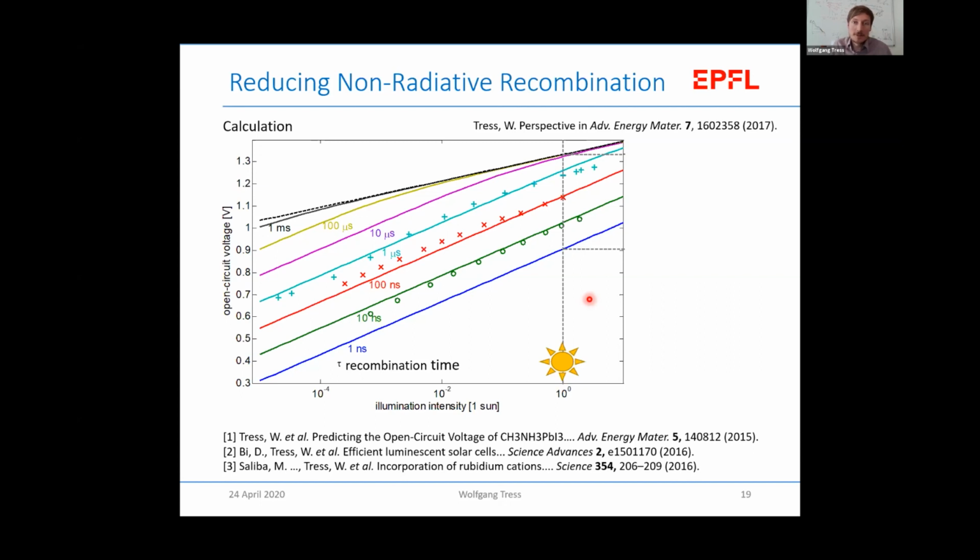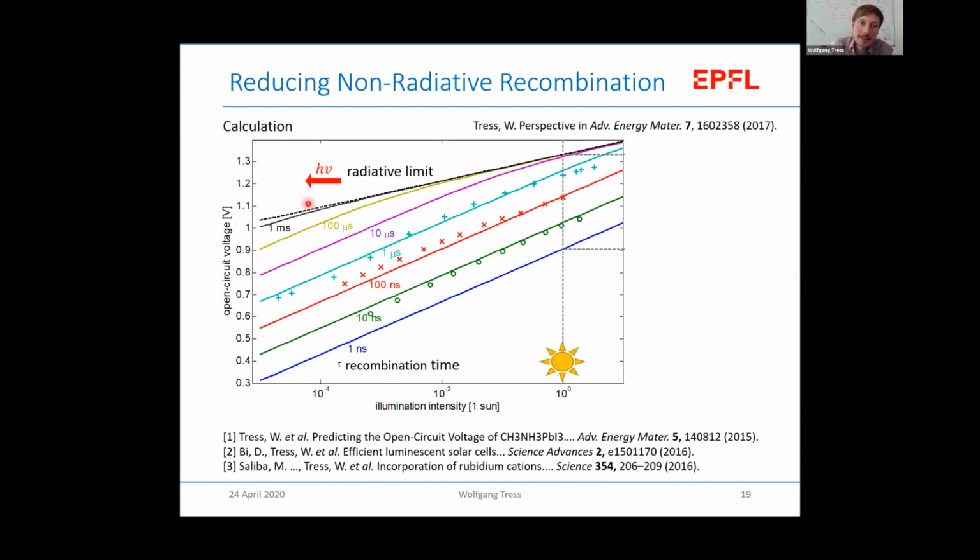So how can we quantify these recombination processes a little bit? For this, I like to show this graph, where you can see again the open circuit voltage, which we are discussing all the time, versus light intensity. Here would be one sun. And these are calculations of what we are basically comparing here.